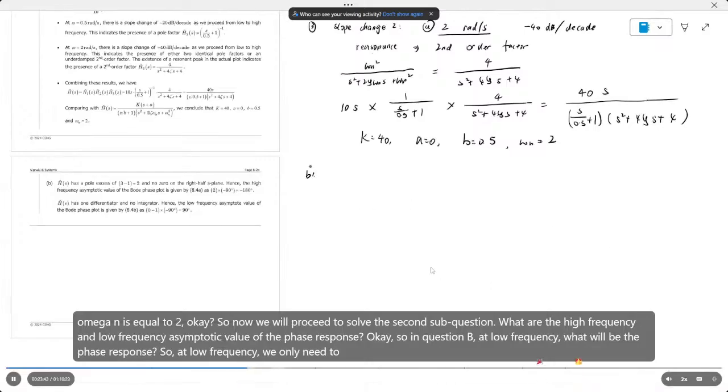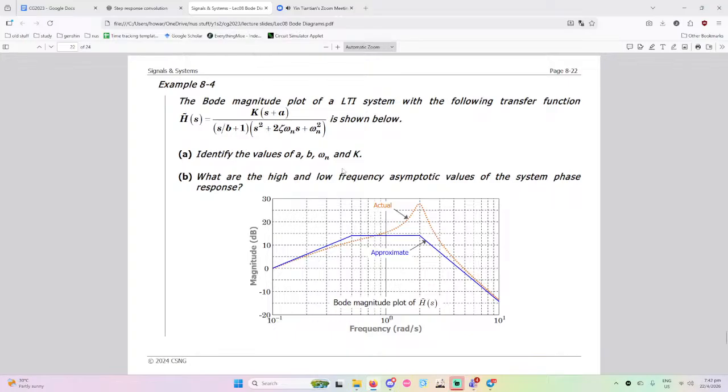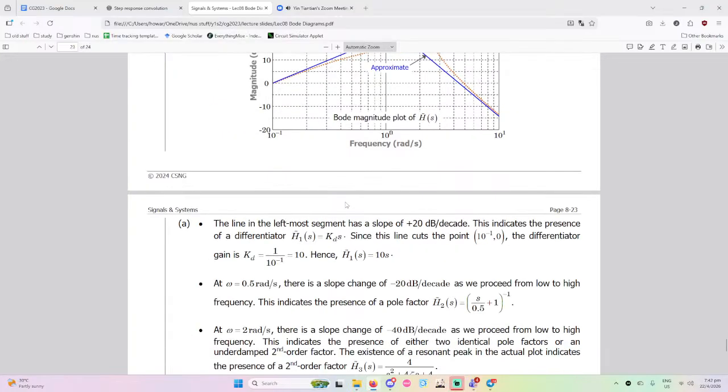Okay, so in question B, at low frequency, what will be the phase response? So at low frequency, we only need to consider the number of the integrators minus the number of the differentiators multiplied by minus 90 degrees. So what is the number of integrators here? We do not have integrators. And what is the number of differentiators? We have one differentiator multiplied by minus 90 degrees. So at low frequency, the asymptotic phase response is equal to 90 degrees.